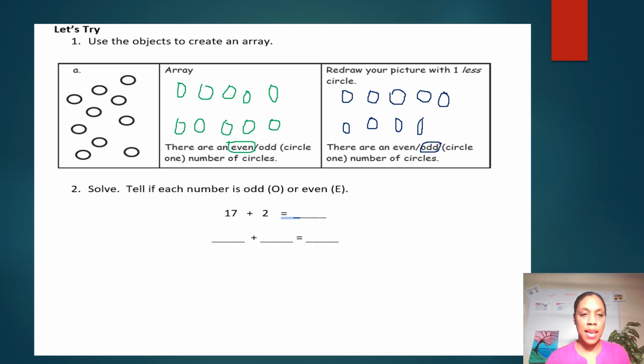Now, let's go on to the next section. Section number 2. It says solve. Tell if each number is odd or even. Okay, everyone, so we have 17. 17 is an odd number. How do I know 17 is odd? Because there's a 7 in the ones place. The next number is 2. 2 is an even number. When we take an odd number plus an even number and add them together, we end up with an odd number. Let's check to see if we're right. 17 plus 2 is 19, and 19 is odd because there's a 9 in the ones place.